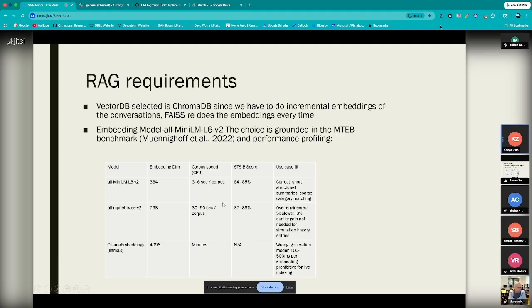And this is the benchmark for selecting the embedding model. Basically, we can't use the Ollama embeddings because it takes a lot of time. As you can see, the corpus speed, which is the time that it takes for the whole document to be converted into the embedding, and the STS score is the semantic similarity score, so how correct it is to the real semantics.